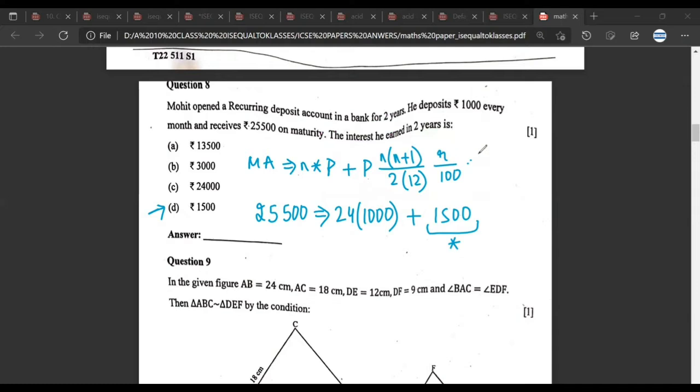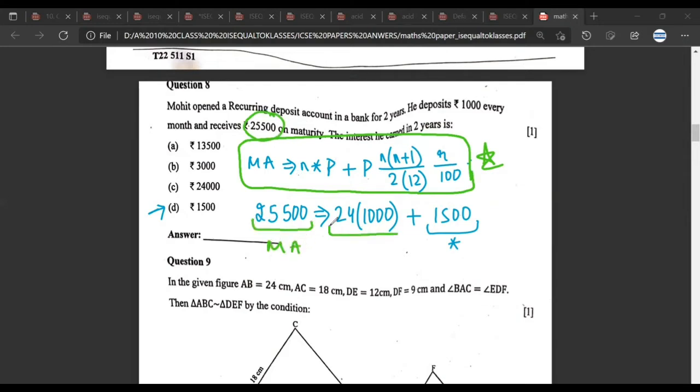I'm spending some time on this formula just because there is another question, so we won't be spending much time on that. So I hope you have understood how this formula works. Now what he is telling me is that he has received this much amount on maturity. So this is my maturity amount. This is the principal that I've given. And if I subtract the total principal that I've given from my maturity amount, this would be the interest that he has earned. So that is why it would be the correct answer.